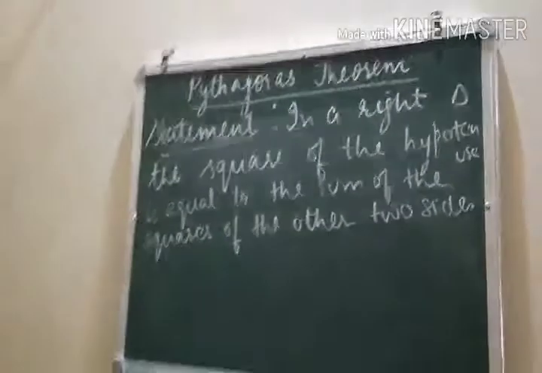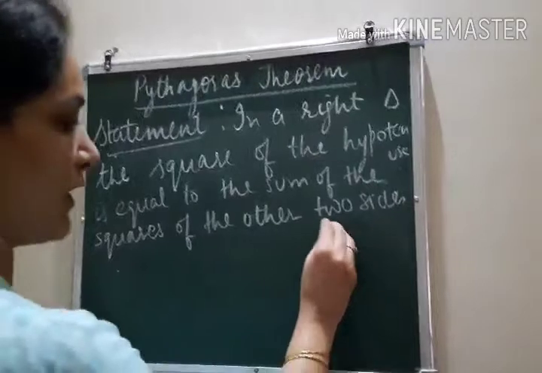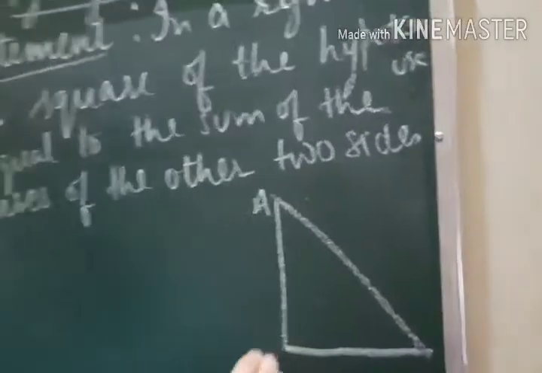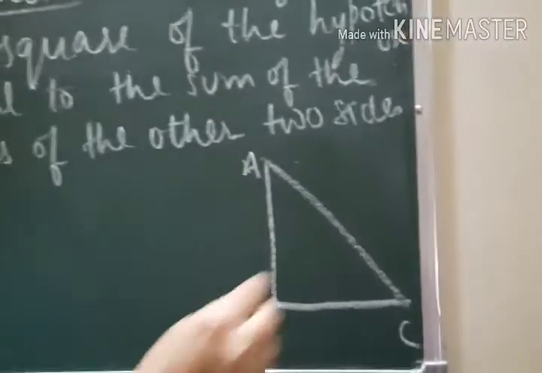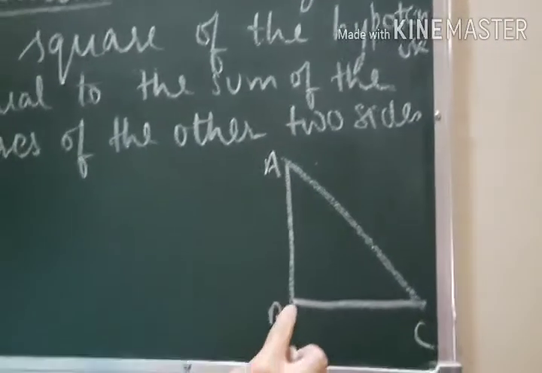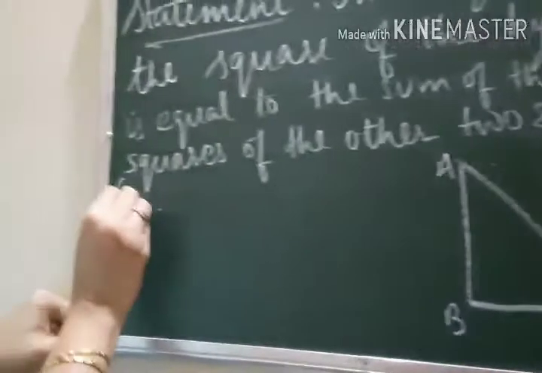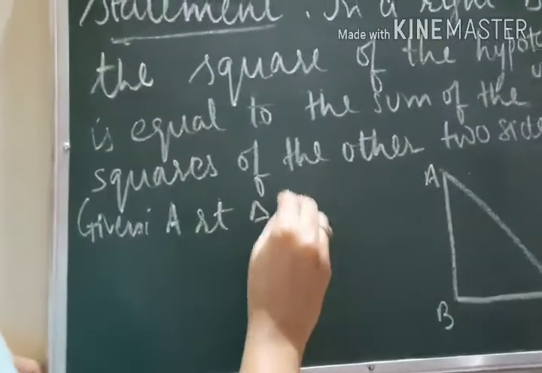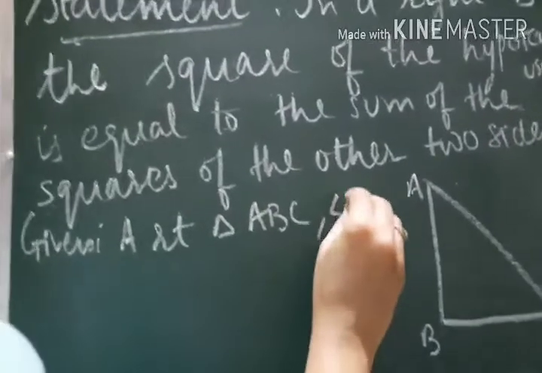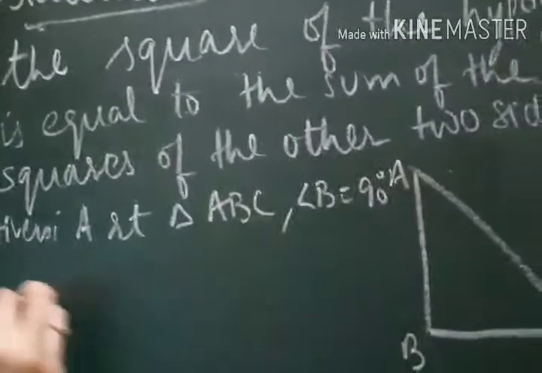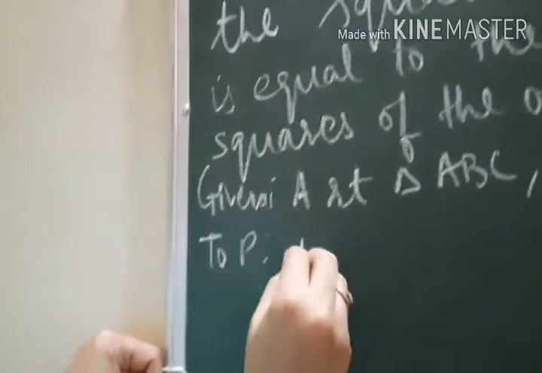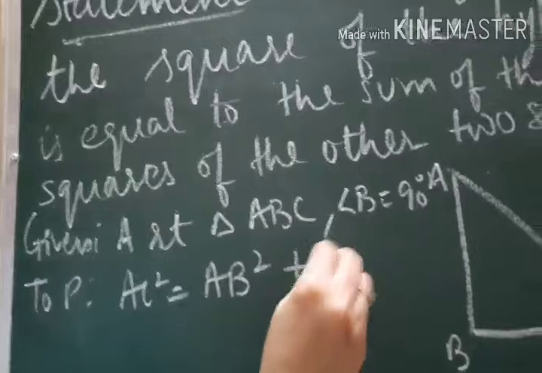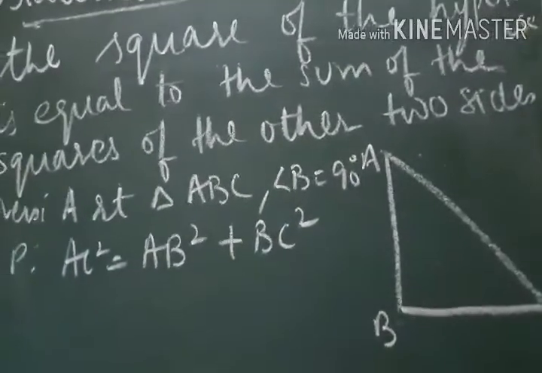Now what does this mean? That in a right triangle, if you take the right triangle ABC, then AC square is equal to AB square plus BC square. So what is given in the question? Given is a right triangle ABC where angle B is equal to 90 degrees. What you have to prove? You have to prove that AC square is equal to AB square plus BC square, right?